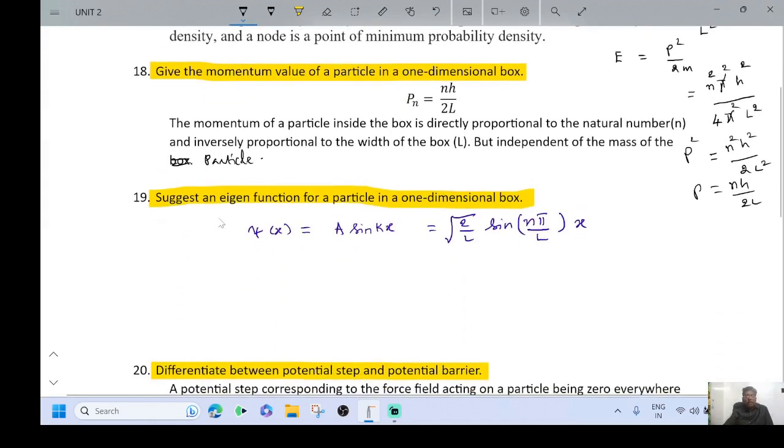Suggest an eigenfunction for a particle in a one-dimensional box. Psi of x equal to A sin kx is the eigenfunction. Here A is the normalization constant and its value is root of 2 divided by L. Here L is the width of the box. Then k equal to n pi by L.